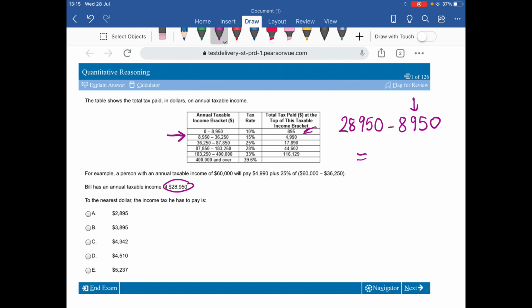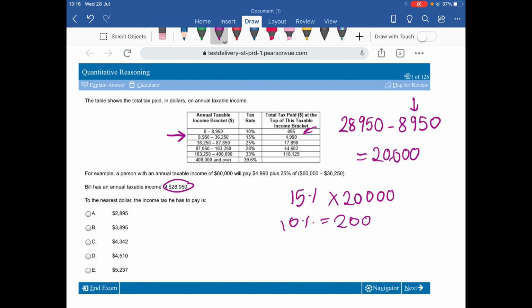So when you subtract that, you get £20,000. And because you get £20,000, now I know that we have a 15% tax rate on this. So if you do 15% of this, usually what people do is type it into their calculator. However, what I do is find 10% first, which is much easier. So if you find 10% first, you basically take off a 0.